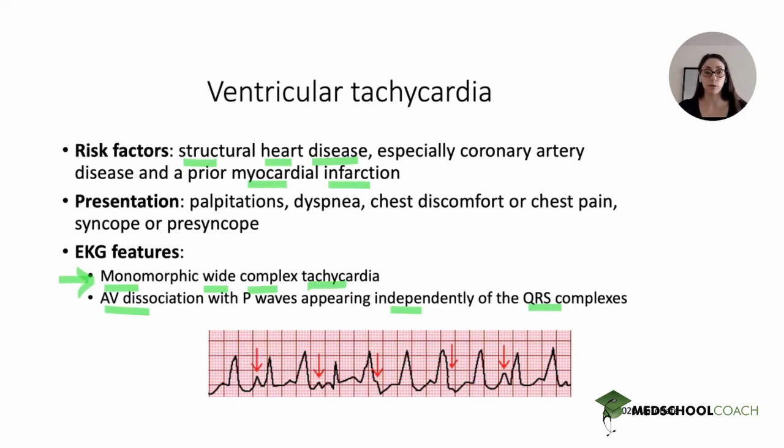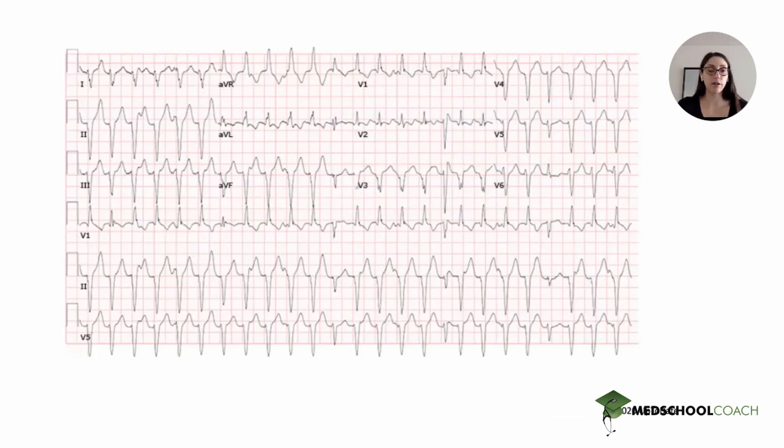So we're seeing a great example of that here, where we're seeing the P waves with the red arrows that are occurring completely randomly, independently of the QRS complexes, and there's no association between the P waves and the QRS complexes. So now let's take a look at this EKG again and point out a few things that are very consistent with what we just learned.